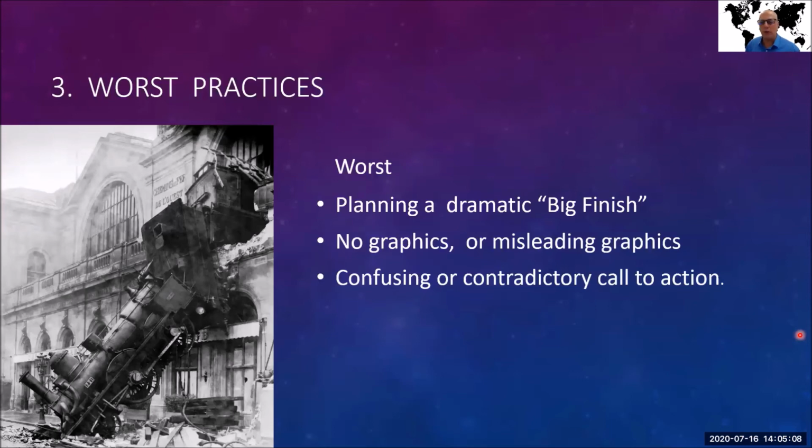People who don't use graphics or use misleading graphics are making a big mistake. If I were to have a sunshiny, happy scene as the image right next to me, it would be confusing because I'm talking about worst practices. And I don't want you to do that because that really works against yourself. And the final worst practice is a confusing or a contradictory call to action.